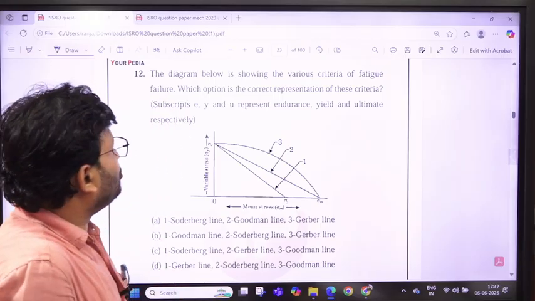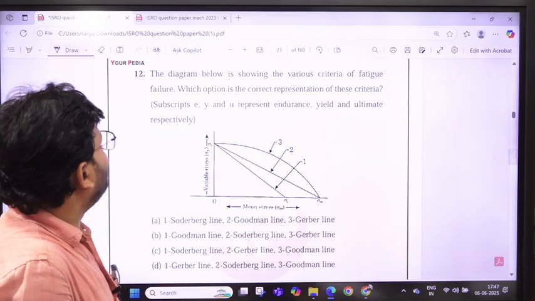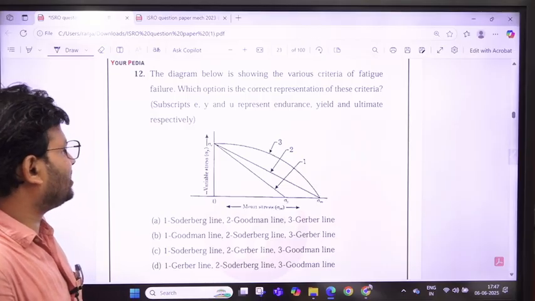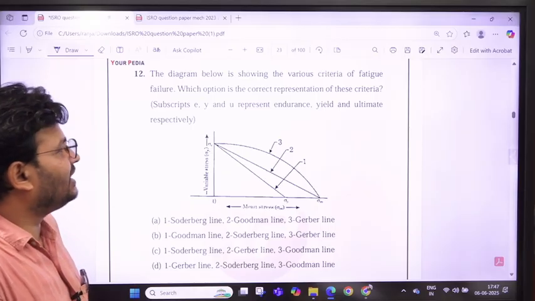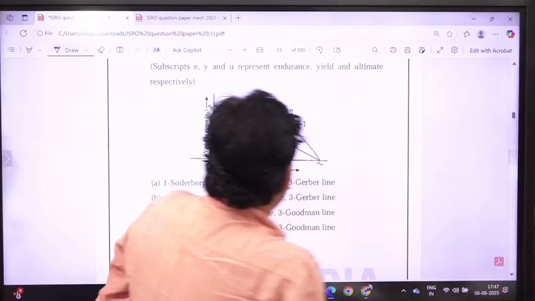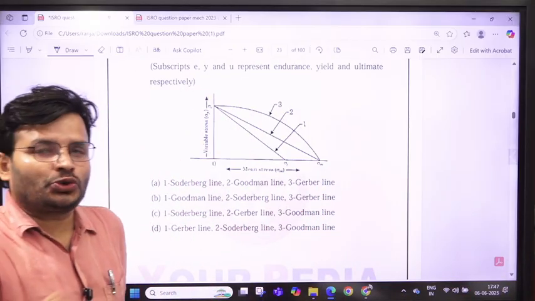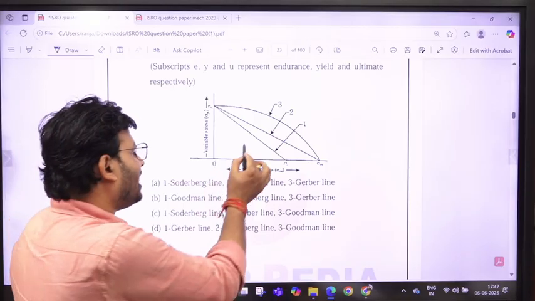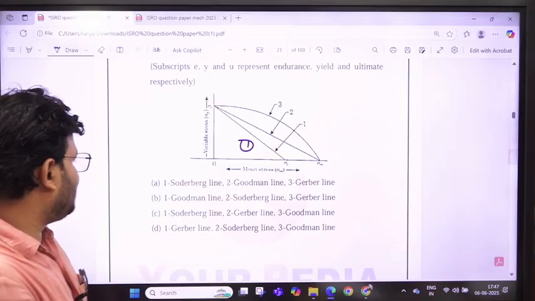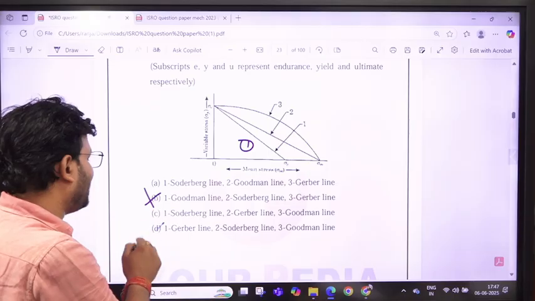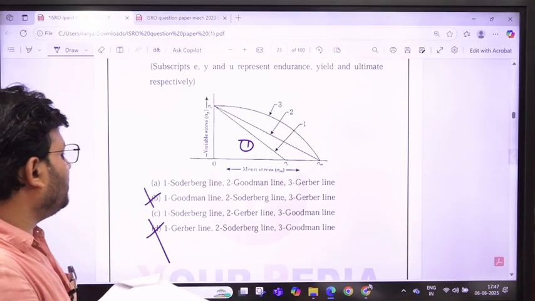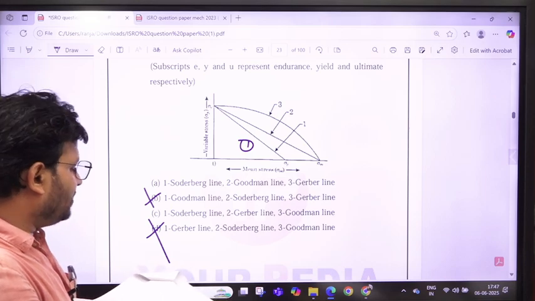The diagram below shows the various criteria for a fatigue failure. Which option is the correct representation of these criteria? Subscripts E, Y, U represent endurance, yield, and ultimate, and the values are given there. My dear friends, the most conservative theory is known as Soderberg theory. So 1 will always be Soderberg. So sir, answers B and D can't be. After that, 2 will be the Goodman and 3 will be the Gerber line.